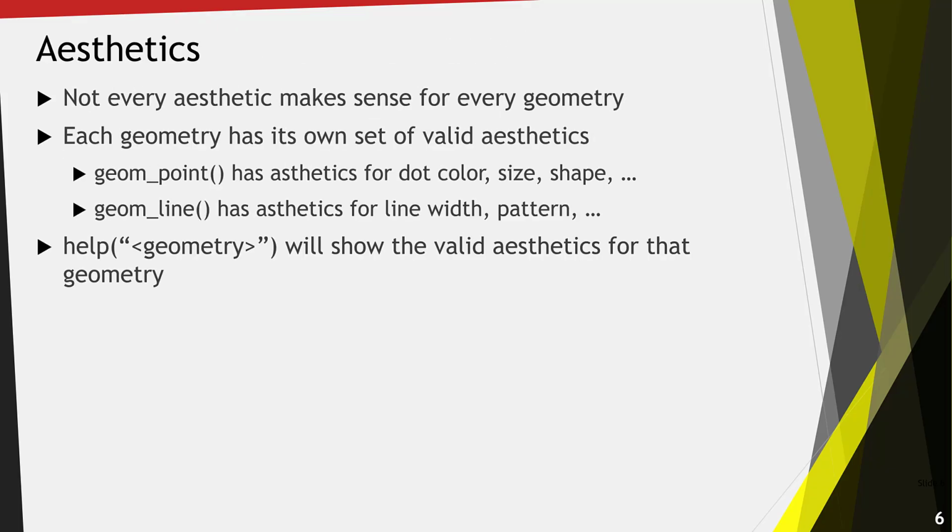Not every aesthetic makes sense for every geometry. So each geometry is going to take its own set of aesthetics. For example, geom_point can take things that specify the dot color, the size, and the shape. geom_line has aesthetics for things like the line width and the pattern of the line. Typing help with the geometry name can show you the set of valid aesthetics for that geometry.